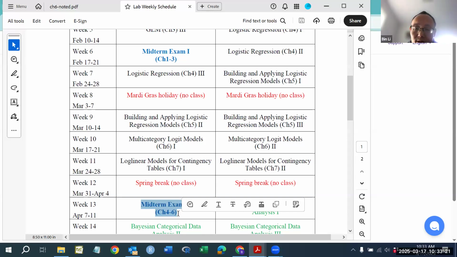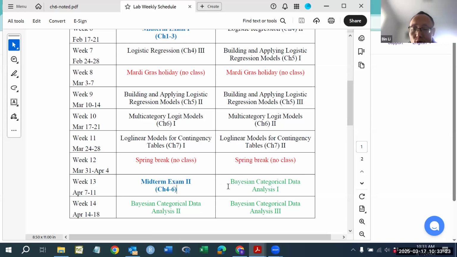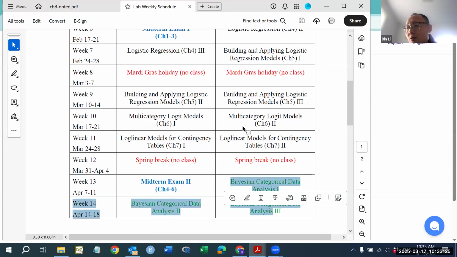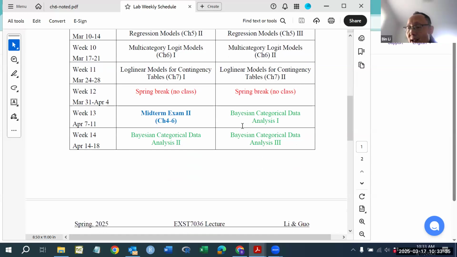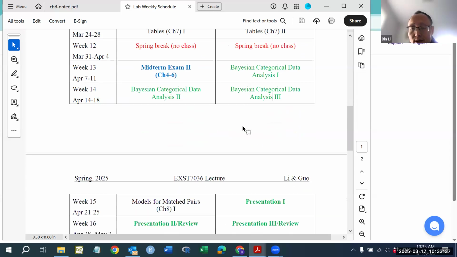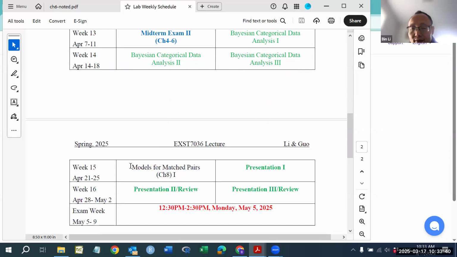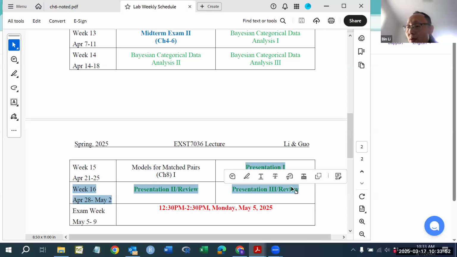After midterm 2, we will have 3 lectures on Bayesian methods. Dr. Guo will talk about Bayesian categorical data analysis. After that, we will have the models for matched pairs, that's chapter 8. And then we will have the presentations. I will talk about more details probably this Wednesday.